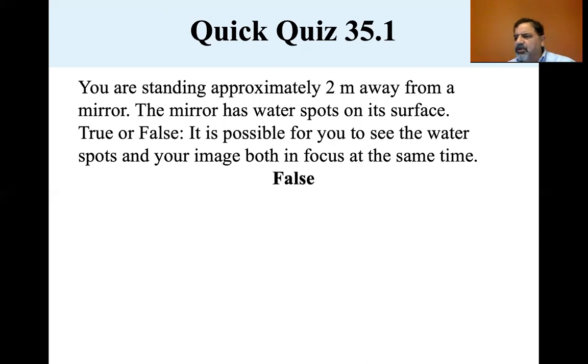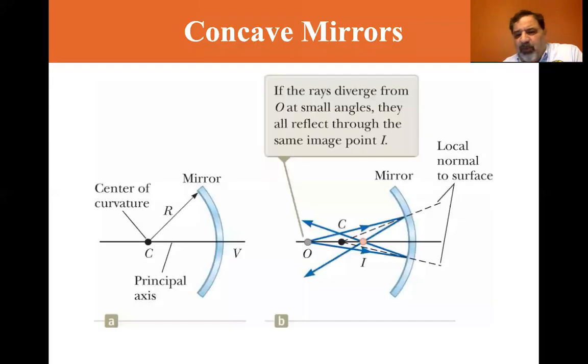The water spots are 2 meters away from you, and the image that you're looking at is 4 meters away. So there's no way to focus your eyes on both at the same time. If you focus on the water spots, you're going to see a double image of you. If you focus on you, you're going to get a double image of the spots. So the answer is false, and that ends our first section, images formed by flat mirrors. From there, we're going to go to 35.2, images formed by spherical mirrors.